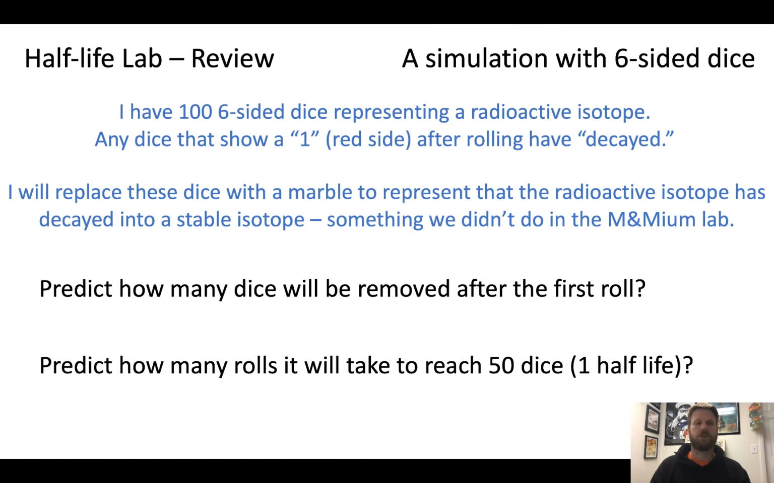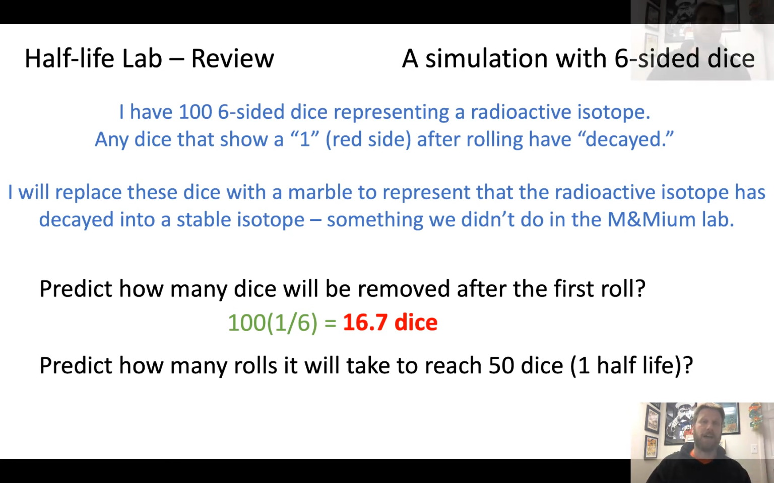Right, so let's look at that prediction for how many dice should be removed after the first roll. If you have a 6-sided die, you have a 1 in 6 chance of rolling a 1. So if you have 100 dice and a 1 out of 6 chance of rolling a 1, you take 100 times that chance, 1/6. This should get you about 16.7 dice that should be one side up after that first roll. So 16 or 17 dice. I had an average of 14 dice with the one side up after that first roll, so kind of close.